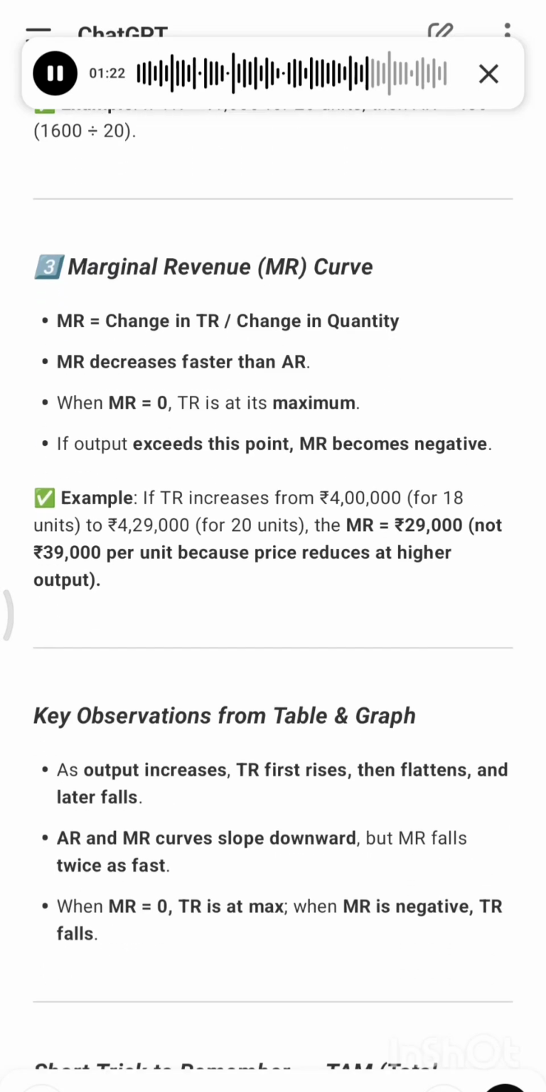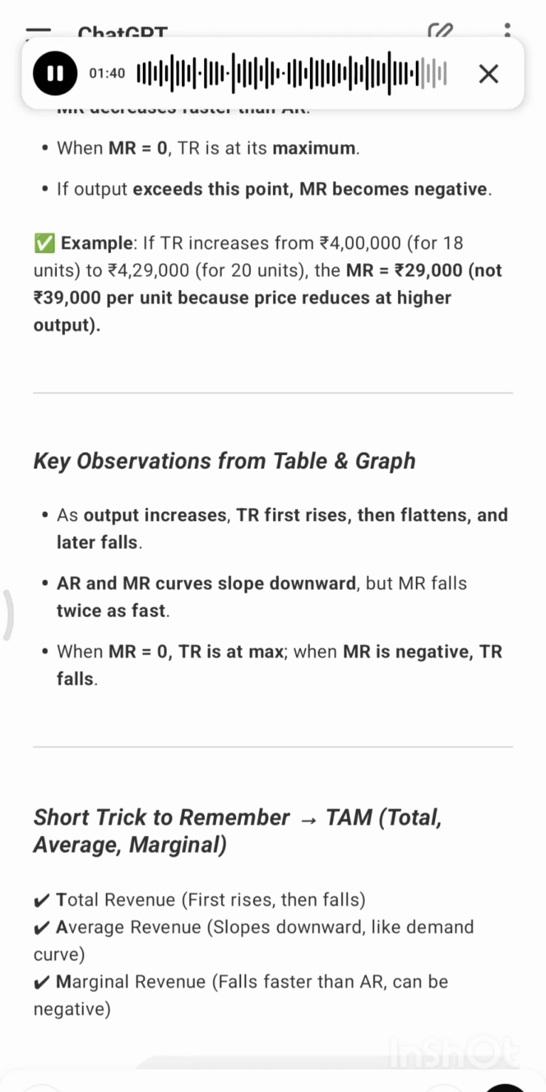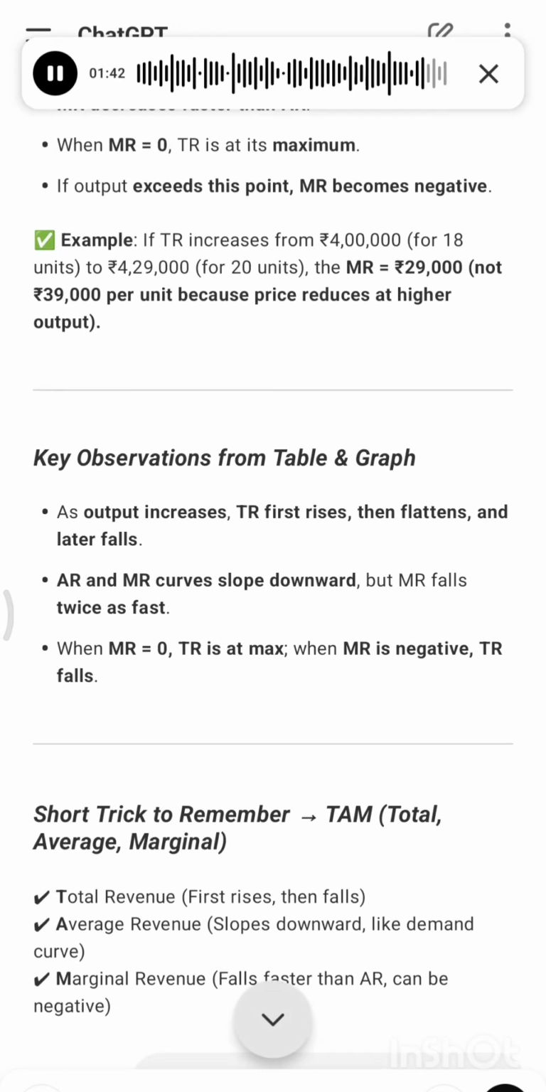Key observations from table and graph. As output increases, TR first rises, then flattens, and later falls. AR and MR curves slope downward, but MR falls twice as fast. When MR equals 0, TR is at max. When MR is negative, TR falls. Short trick to remember: TAM, total, average, marginal. T, total revenue first rises then falls. A, average revenue slopes downward like the demand curve. M, marginal revenue falls faster than AR, and can be negative.